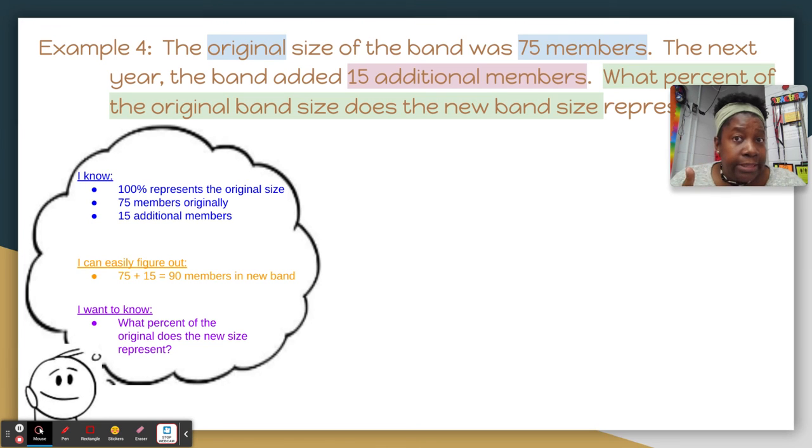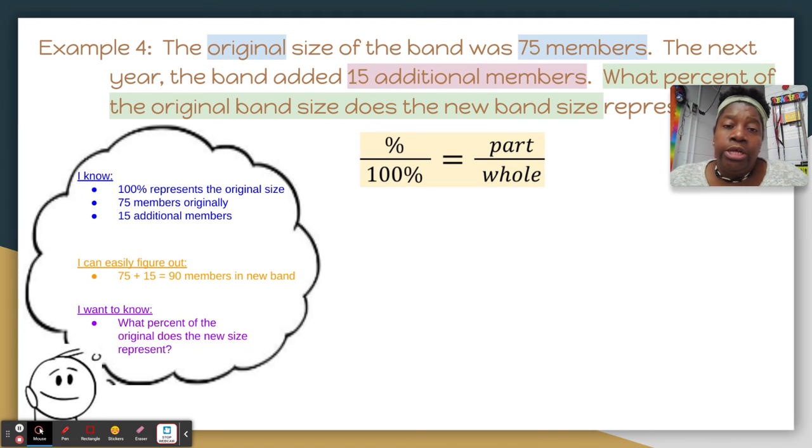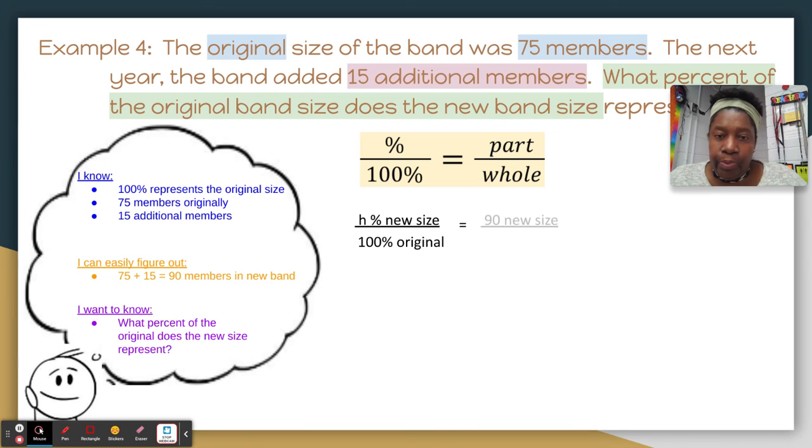And I want to know what percent of the original the new size represents. Remember, the new size is bigger than the original size. So that should tell you something about the percent that we're about to calculate. So my percent proportion says percent over 100% equals part over whole. I'm going to plug in some information. I'm going to let H percent represent the percent of the new size. And 100% represents the original. Now, the new size of my band is 90 members, but the original size of my band was 75.